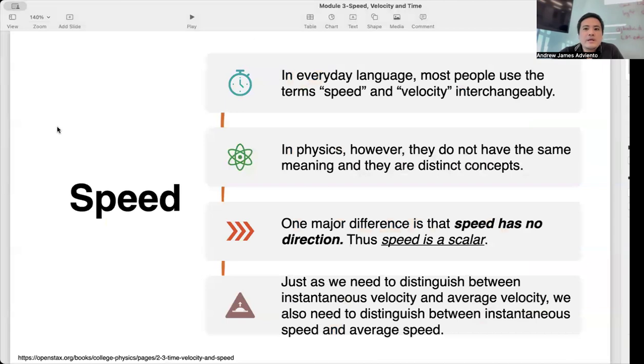So let's start with speed. Speed tells us how fast an object is moving, but it does not tell us the direction. In physics, speed focuses on distance traveled over time. You can think of speed as answering the question, how fast? That is speed.